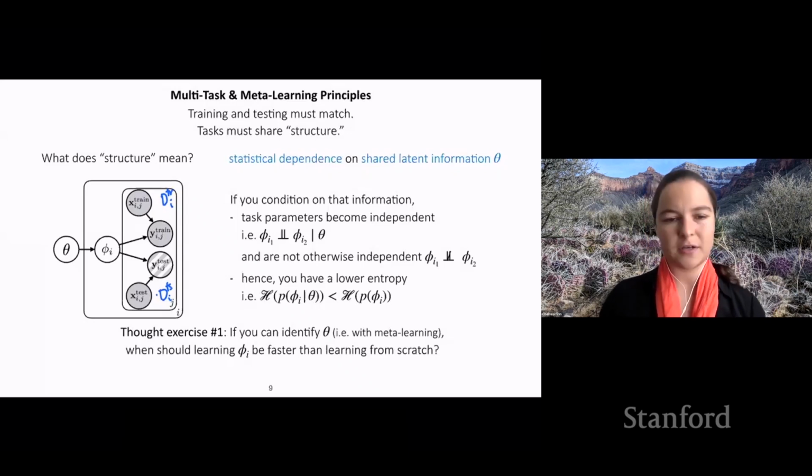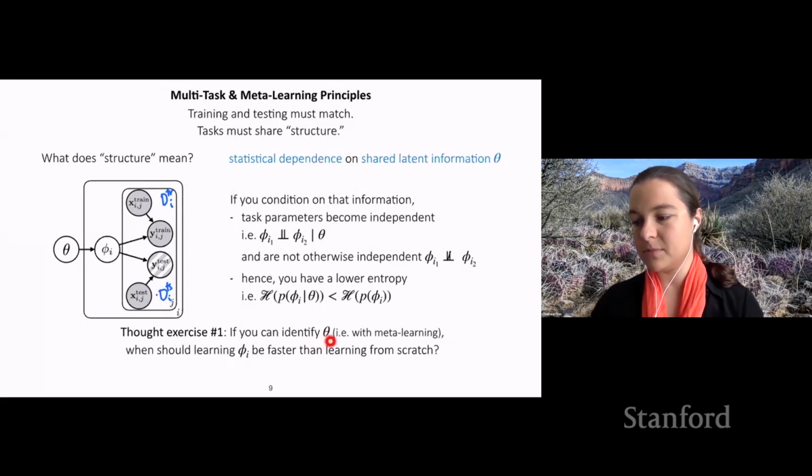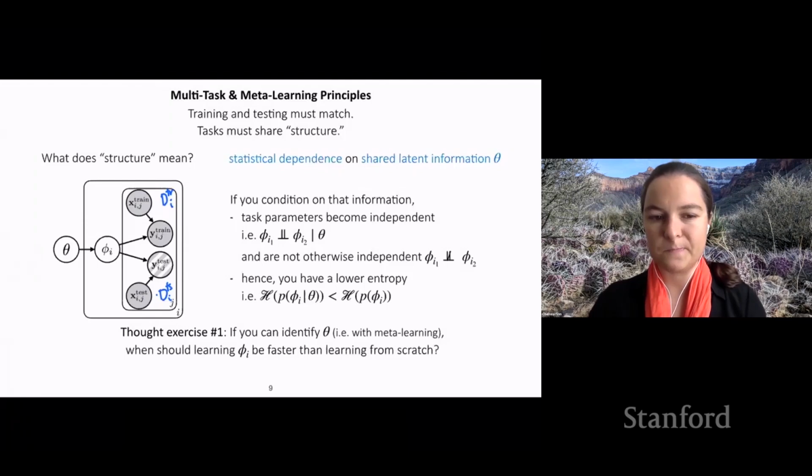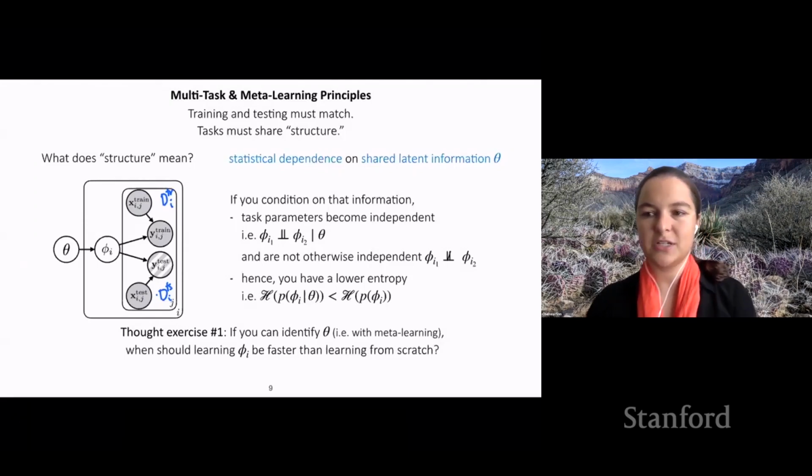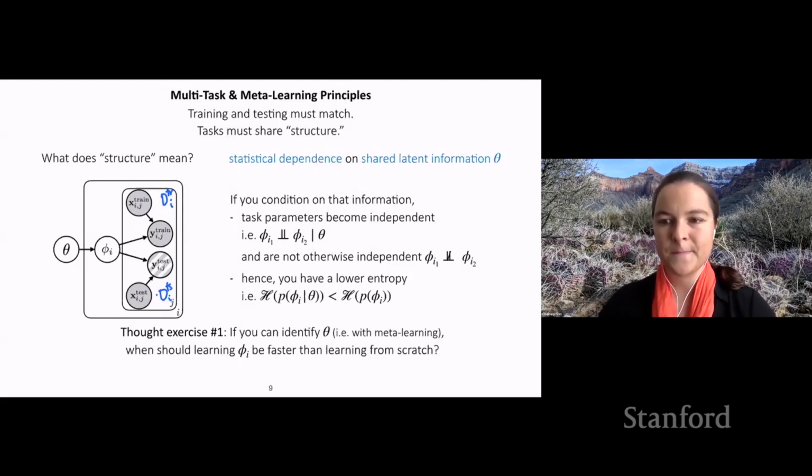Now, one thought exercise: if you can identify the shared information theta, for example, with meta-learning, in what situations should learning the task-specific parameters be faster than learning from scratch? Does anyone want to share thoughts either in chat or by raising your hand? Or any questions about what I was talking about here?